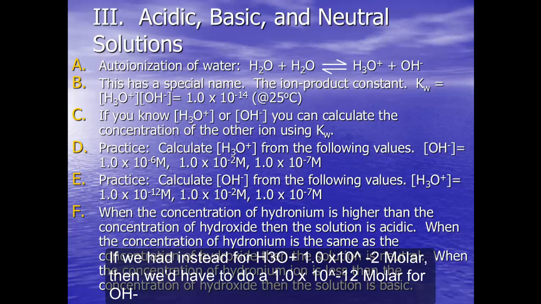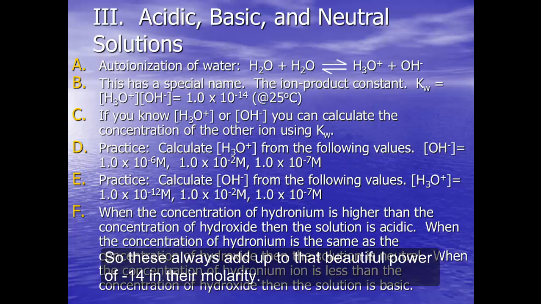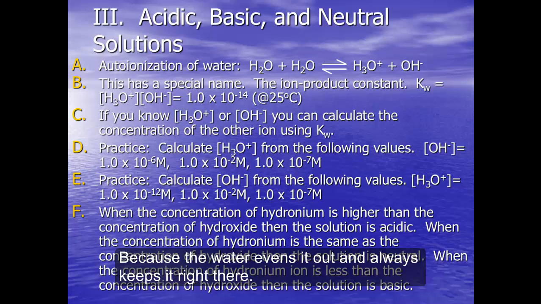If we had instead for our H3O+ 1.0 times 10 to the negative 2 molar, then we'd have to do a 1.0 times 10 to the negative 12th for our OH-. And once again, if the H3O+ has a neutral concentration, so does the OH-. So these always add up to that beautiful power of 14 in their molarity, because the water evens it out and always keeps it right there.